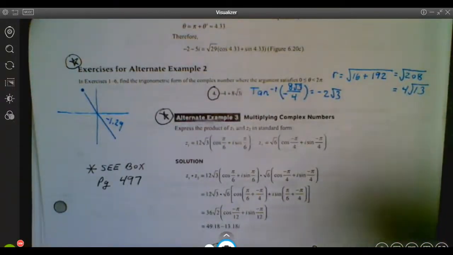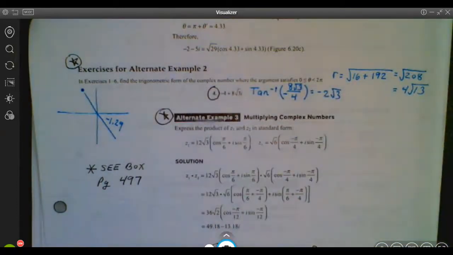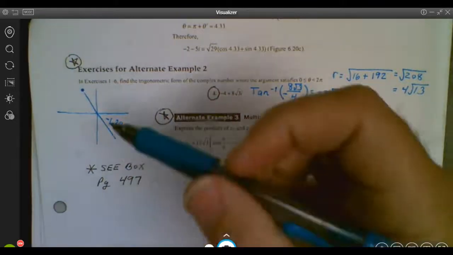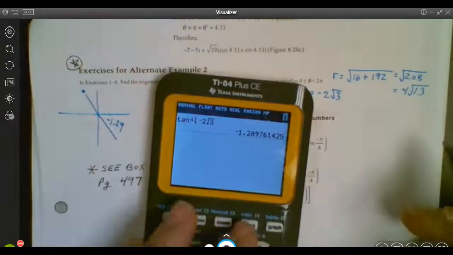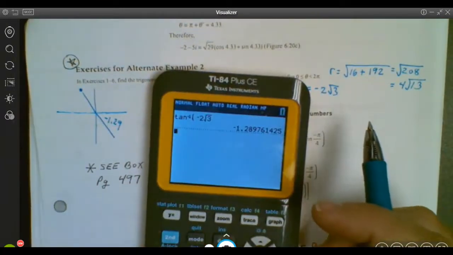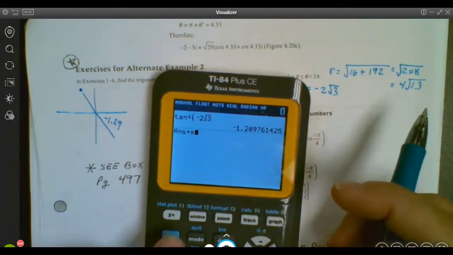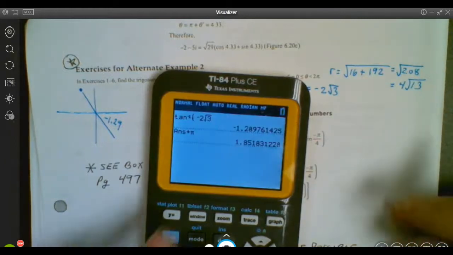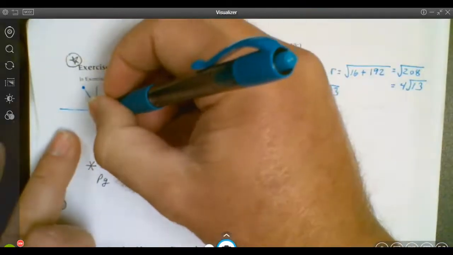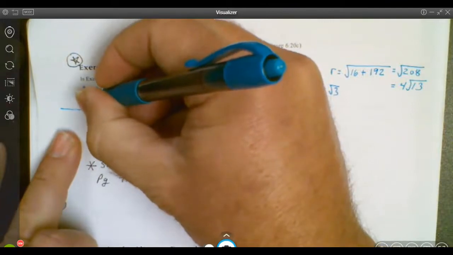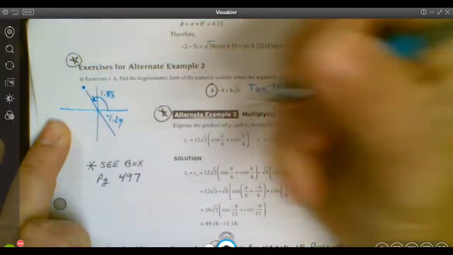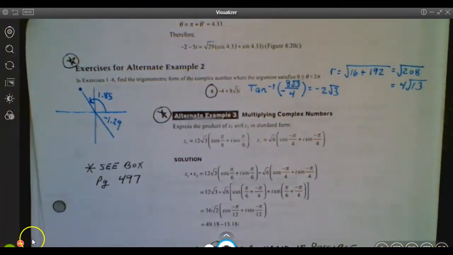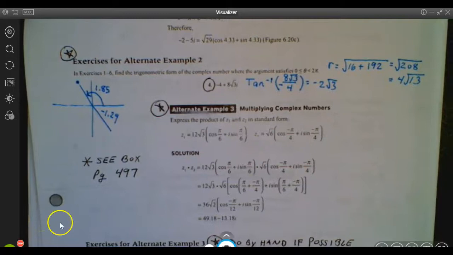But again, I can tell with a graph that this tangent is in quadrant 2, not quadrant 4, right? So to identify this, I would want to add pi to this in order to get the angle in quadrant 2, which is 1.85. So our angle, which would be this one right there, is 1.85. And that's going to be our theta, so now I can put all this together.